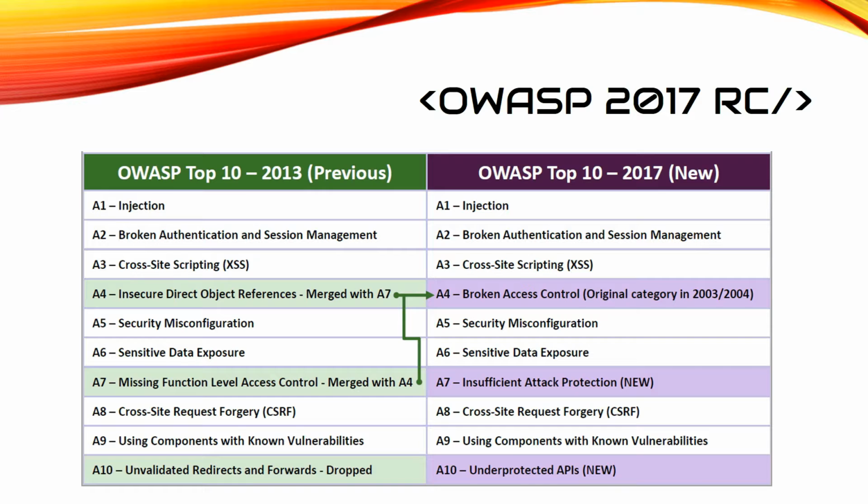Okay, so now we're looking at two sets of the OWASP Top 10. We have the ones that we just talked about from 2013, and we have the new ones for the 2017 release candidate. So this rule and this rule from 2013 have merged into a single rule for 2017. This rule for 2013 has been dropped, and this rule for 2017 is new, and this rule for 2017 is new. So I'll talk more about these in just a second.